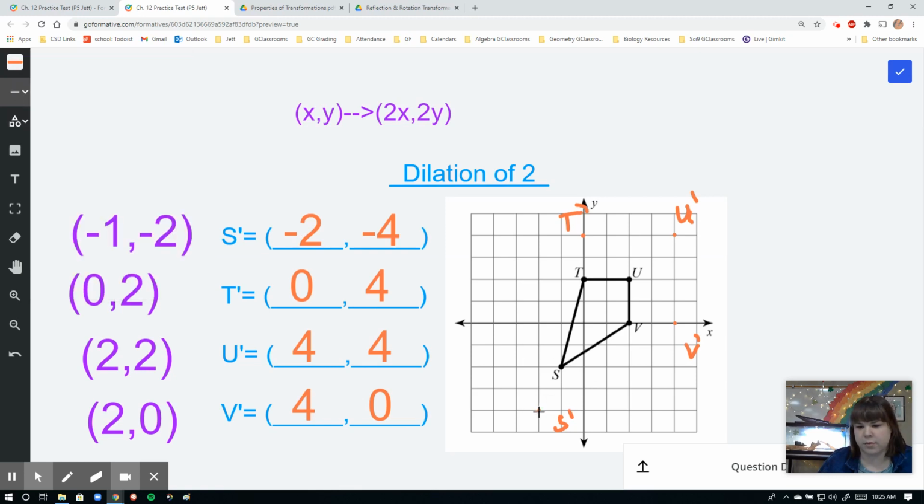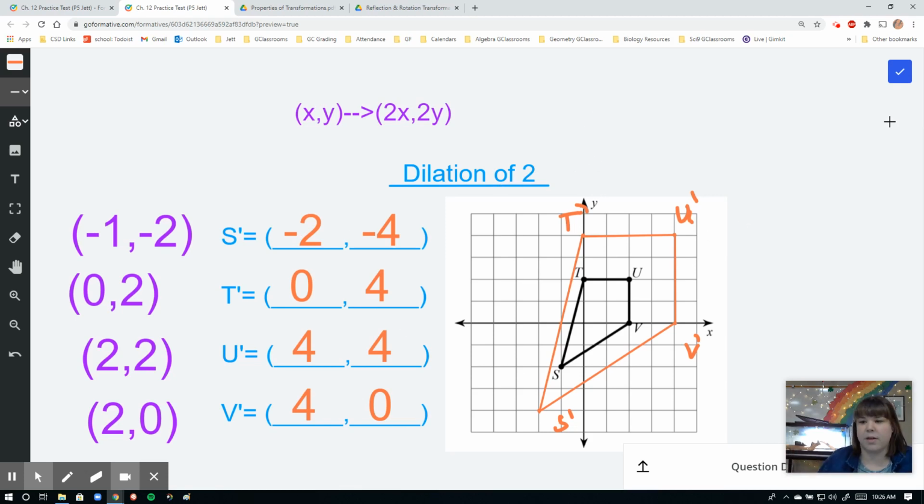All right, so we got to go from S prime to T prime, and then T prime to U prime to V prime, then V prime to S prime. And if you look at this image, it's going to be bigger than the pre-image. That's because when you have a dilation of 2, it's making it 2 times bigger.